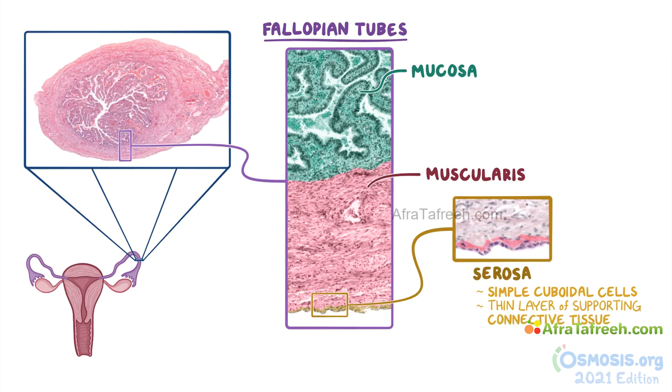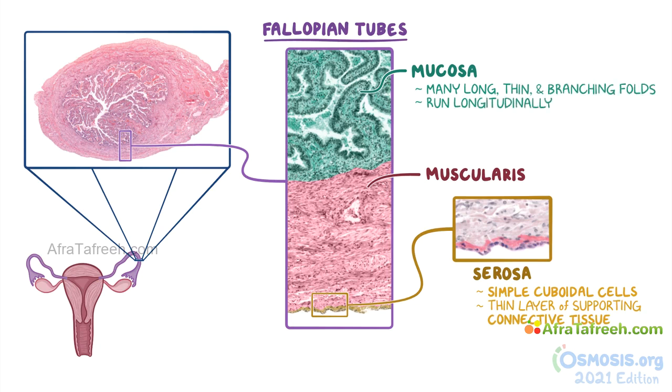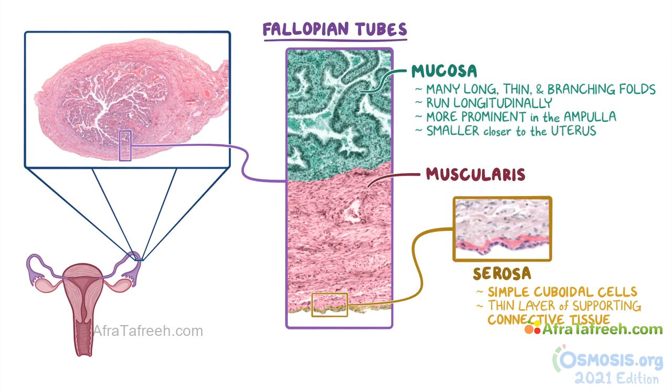The mucosa of the fallopian tubes have many long, thin, and branching folds, which mostly run longitudinally in the same direction as the tube itself. The mucosal folds are more prominent in the ampulla and gradually become smaller in the regions closer to the uterus, with the intramural part of the tube no longer having any mucosal folds at all.